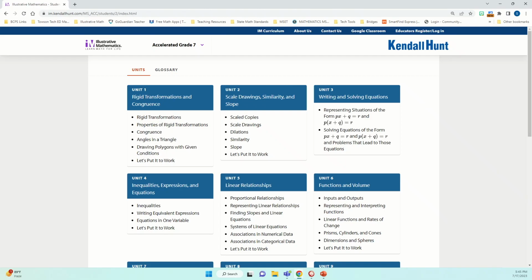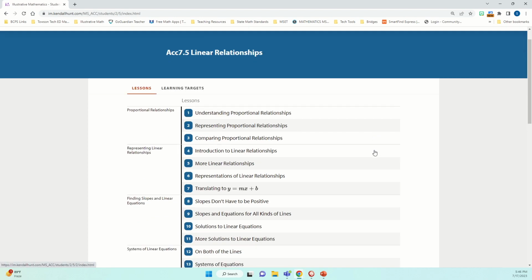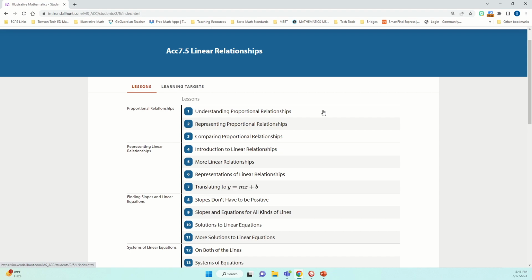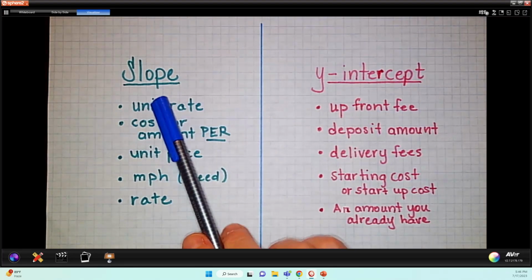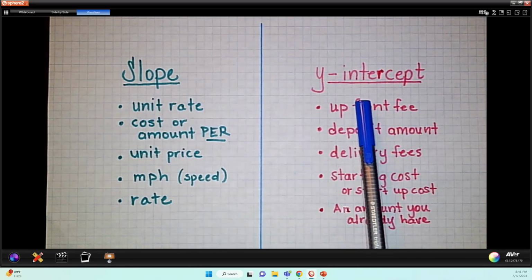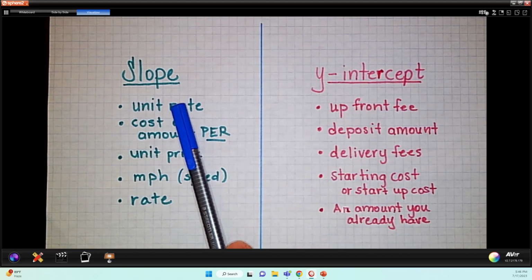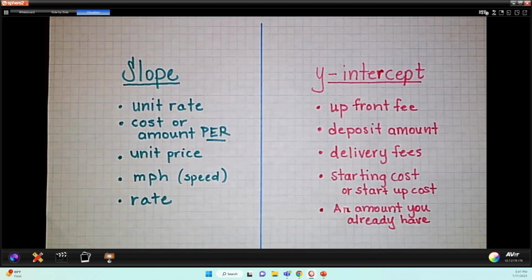In this video, we are going to be looking at the Accelerated 7, Unit 7, Linear Relationships, and I'm going to give an overview of linear relationships and the equation y equals mx plus b, and what the slope and y-intercept means. So we have two key vocabulary words, slope and y-intercept. Both of these vocabulary words the students do a lot of work with in this unit.